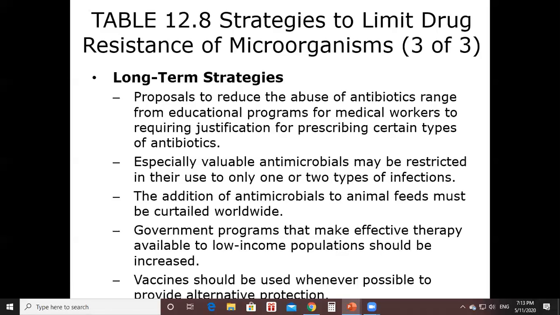So government programs that make effective therapy available to low-income populations should be increased. We need to effectively treat low-income populations, not just have the rich people get good antibiotics and kill off the infection, while low income people just kind of fend their way, do the best they can. That will generate more resistance. And then vaccines should be used whenever possible to provide alternative protection.